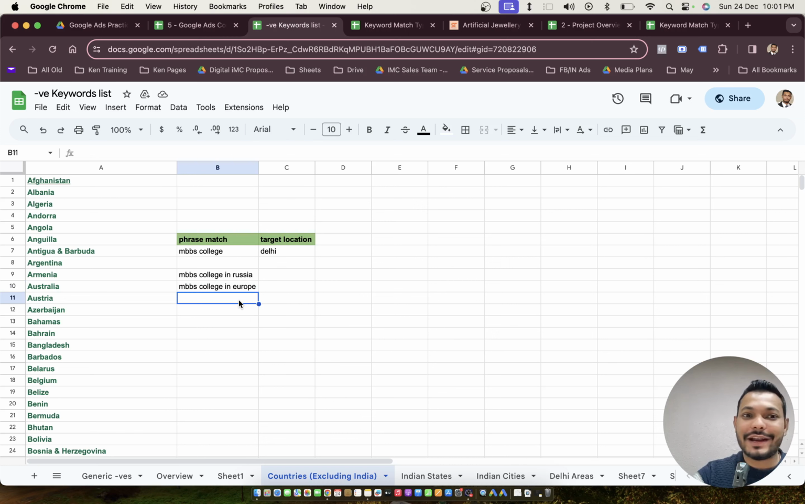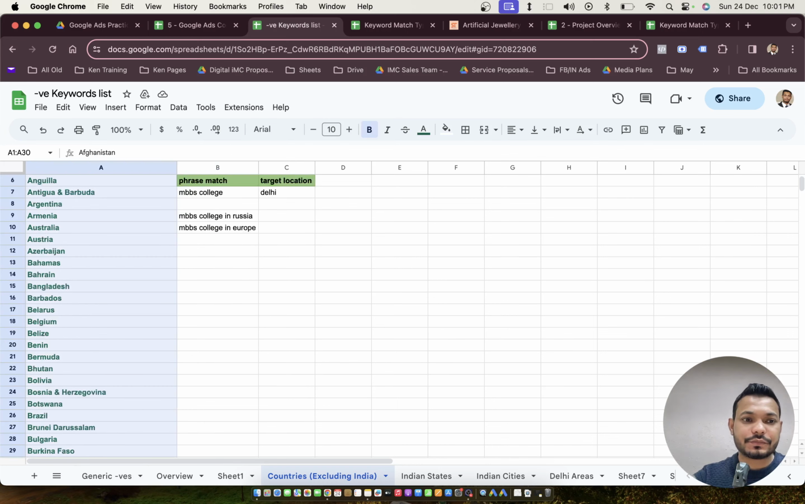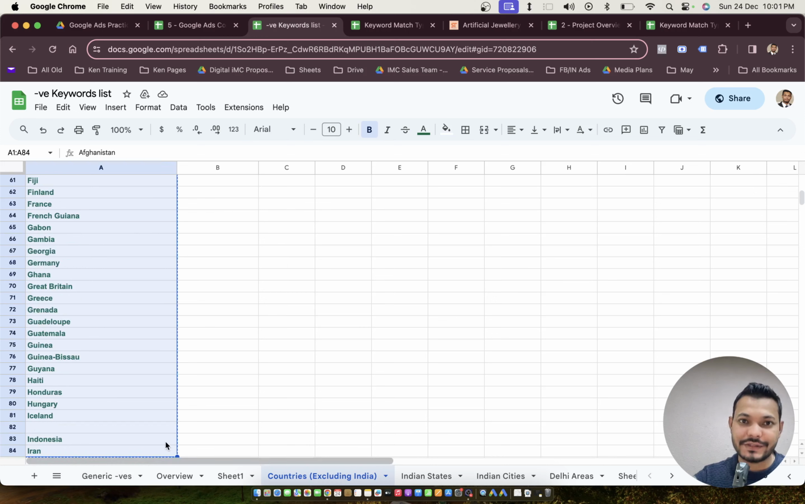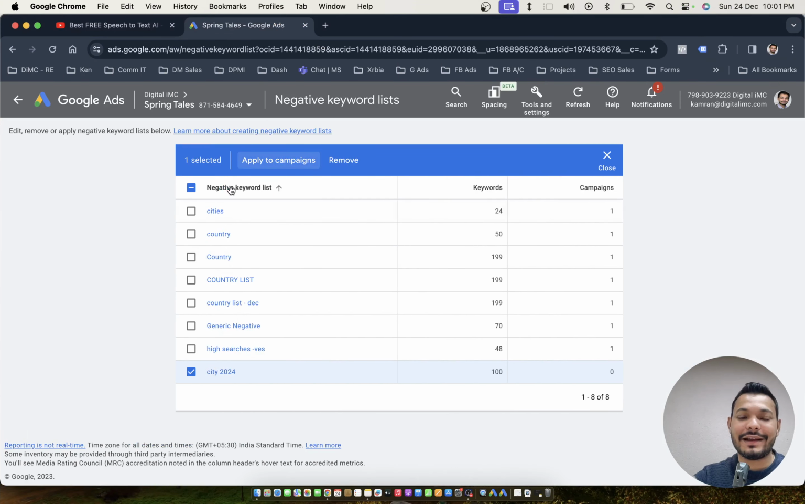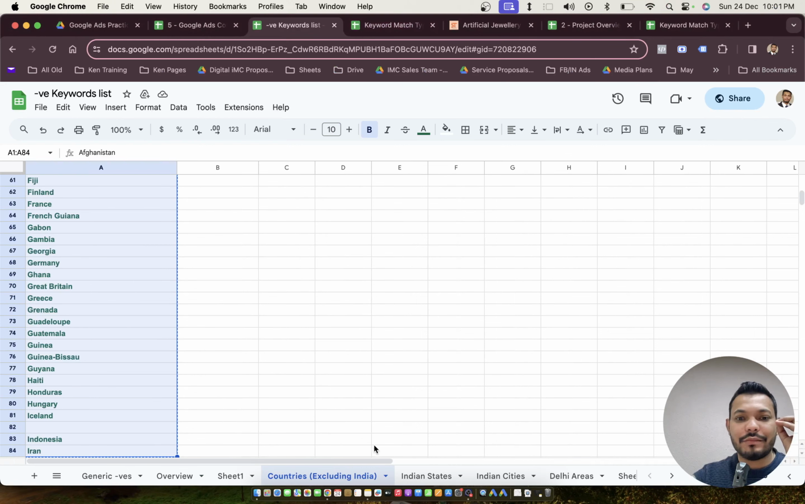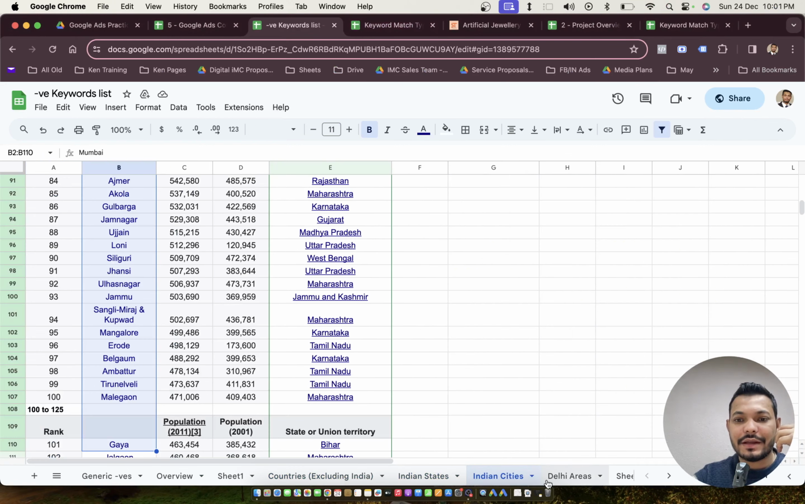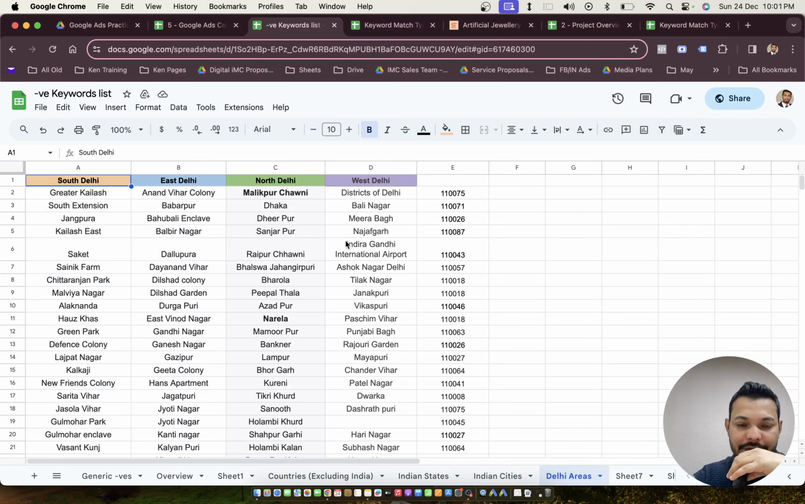In that case, your ads will heavily be serving to people who are looking for MBBS college in different parts of the world. So what you do this time, you copy the list of different country names, excluding India, of course, and then you add these negative keywords at the account level and then connect this list with the campaign. Now, similarly, you have the state names, you have the city names, and finally we have pin code names.